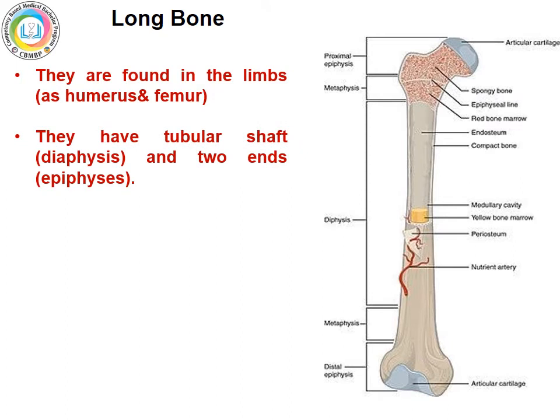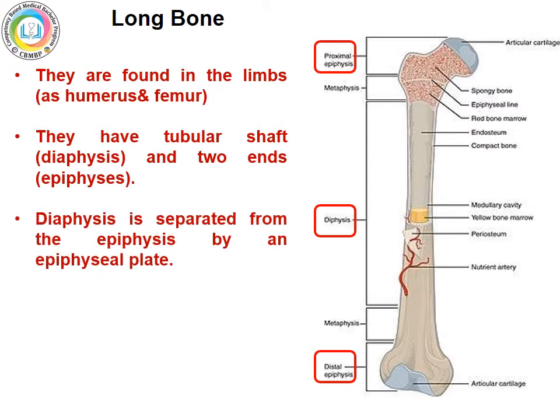and they have a tubular shaft. What is the meaning of tubular? It means it is like a tube, hollow from inside. The tubular shaft is called diaphysis, and the two ends are called epiphyses. Epiphysis above, epiphysis below, and the tubular shaft or diaphysis. Diaphysis is separated from epiphysis by the epiphyseal plate. This plate of cartilage, called epiphyseal line or epiphyseal plate, is responsible for growth, separating epiphysis from diaphysis.